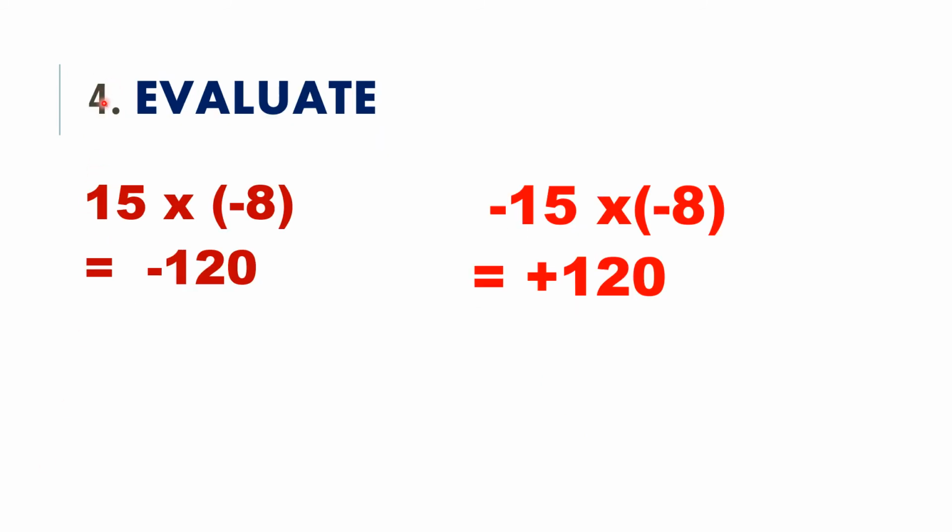This is the fourth question. Evaluate 15 into minus 8. So how are these integers? One is a positive integer, another is negative. So positive into negative is negative. And 15 8 times is 120. So you get the answer as minus 120.